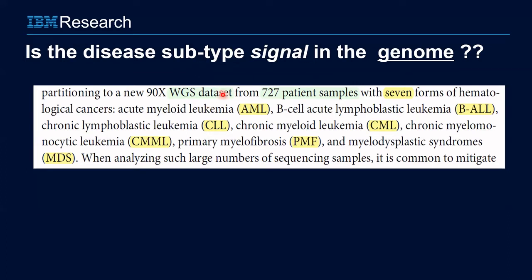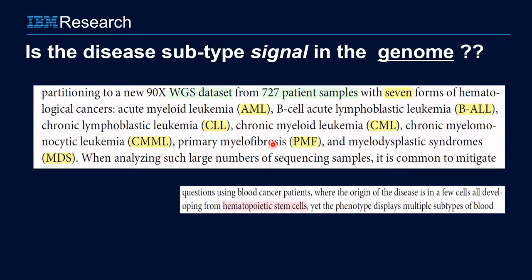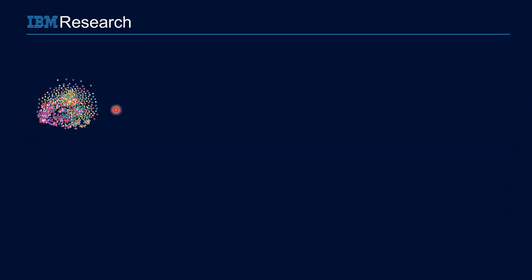We're looking at whole genome sequencing data, about 727 patients, and 7 forms of hematological cancer, AML, B-ALL, and so on, shown here. Why is this problem difficult or interesting? Because the origin of these diseases is in a few cells developing from the hematopoietic stem cells, and that makes the problem a little difficult. So we use machine learning and AI. What I show you here are these 700-odd patients, and the color of the dot is the subtype. You can see that it's not separating well. We tried very hard, and it's better than this, but it still does not separate.